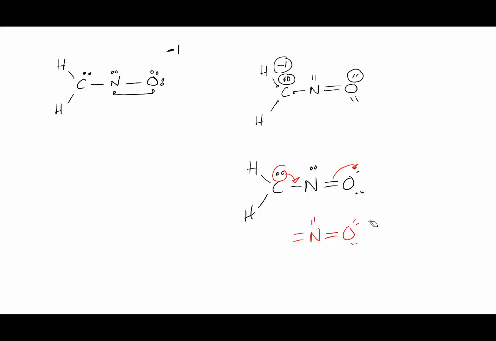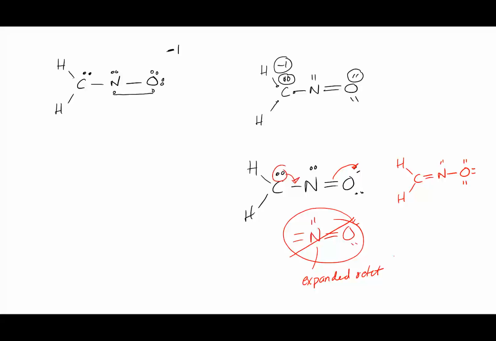And so if I do that, I'm going to end up with the two H's attached to the carbon, double bond to nitrogen, single bond to oxygen with 3 lone pairs on the oxygen. So this is not allowed because the nitrogen would have an expanded octet. That is not allowed.